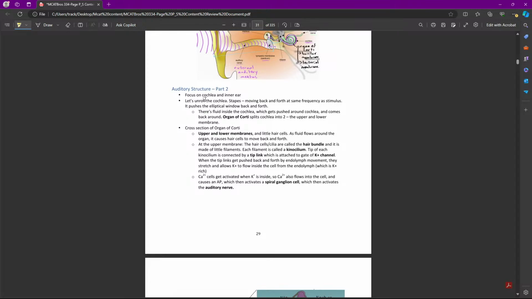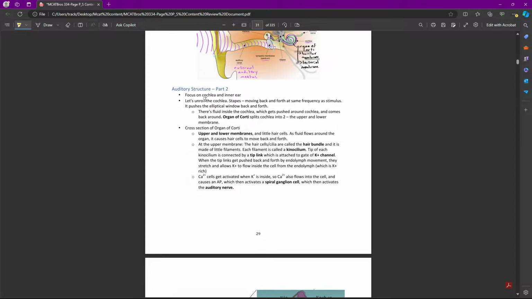There's fluid inside the cochlea, but it gets pushed around the cochlea and comes back around. The organ of Corti splits the cochlea into two, the upper and lower membrane. So we have the basilar membrane and the tympanic membrane, I'm assuming. So the upper and lower membranes and the little hair cells. The fluid flows around the organ and causes hair cells to move back and forth.